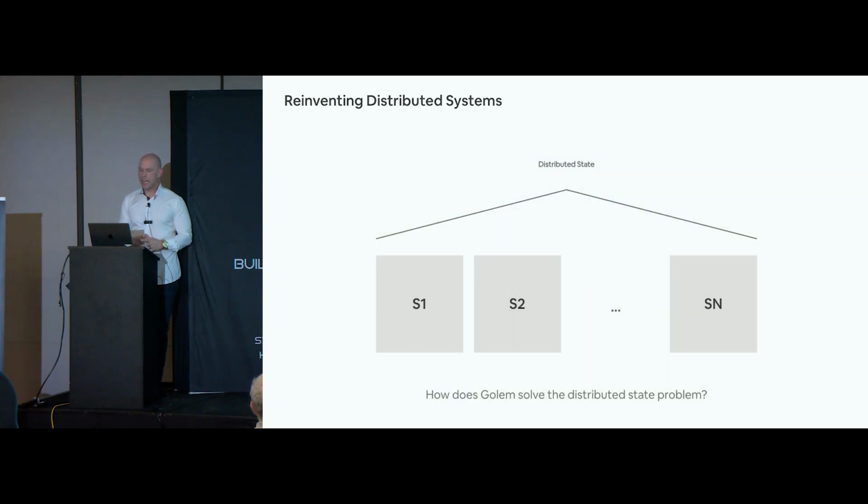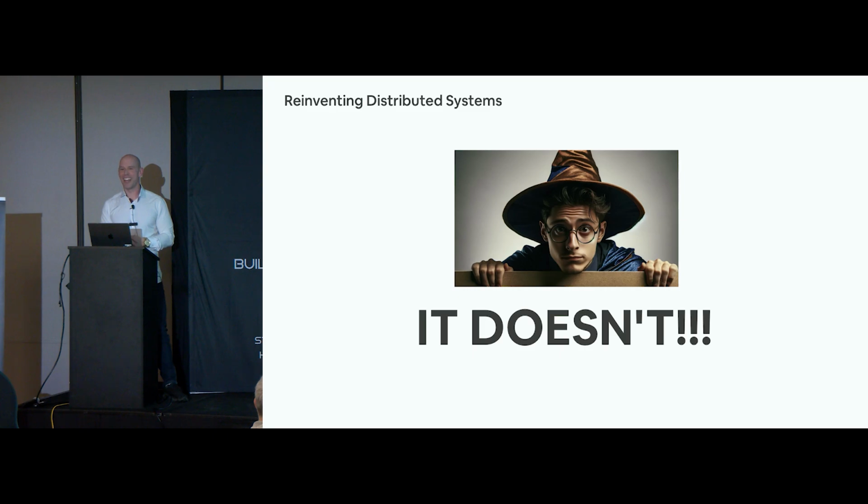All right, so now that you know the two really cool superpowers that Golem gives us, which are reliable workers and reliable communication, we can go back to our earlier discussion and ask the question: how does Golem solve the distributed state problem? It doesn't. Sorry. Nope. That would be too magical. Golem's pretty magical, but it's not that magical. And I'm going to argue that doesn't matter. It doesn't matter at all.